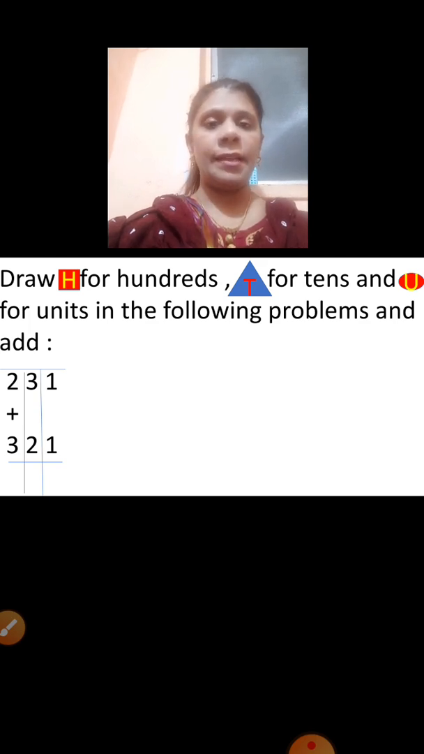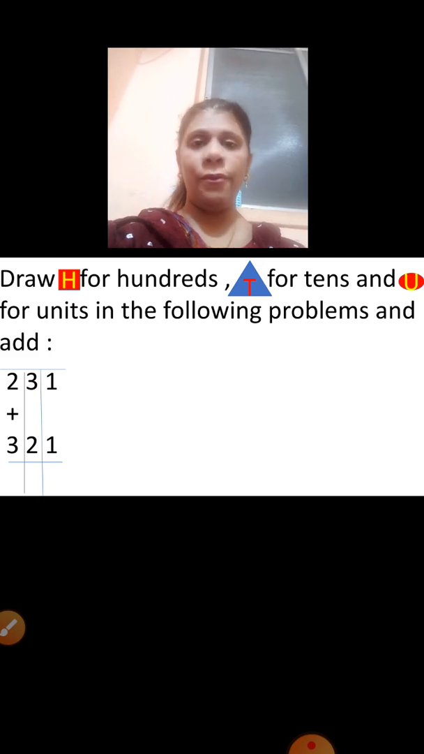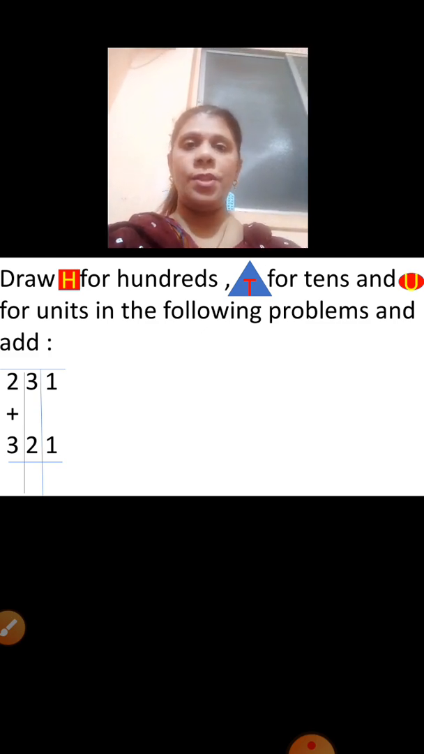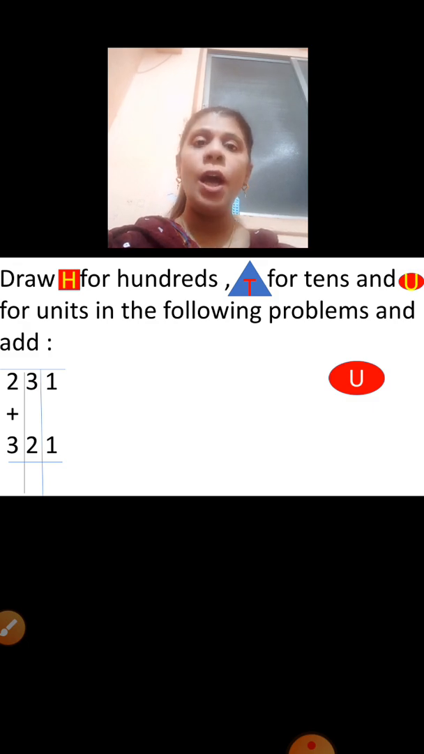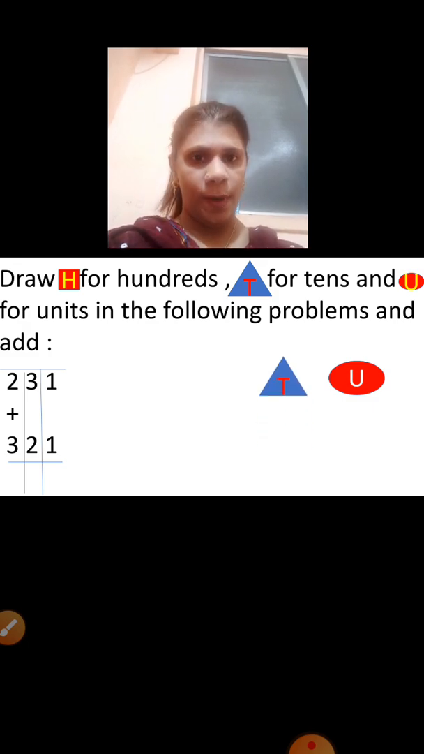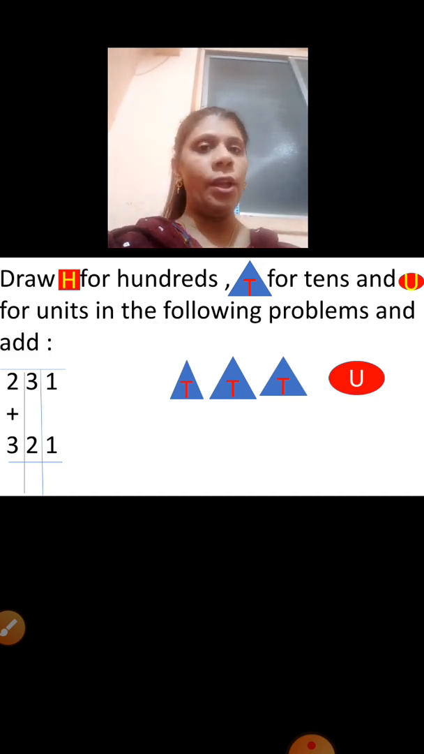So, the right hand side number is in the unit place. Which number is this? Yes, number 1. Which number is in unit place? Number 1. So, we are going to draw 1 unit. Now, in tens place, which number is there? Number 3. Correct. So, we are going to draw how many tens? 1, 2 and 3. For 3, we are going to draw 3 tens.